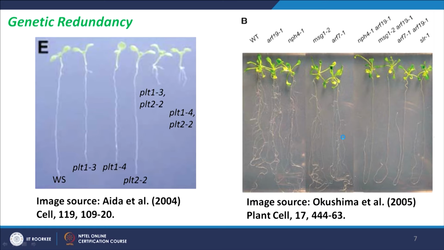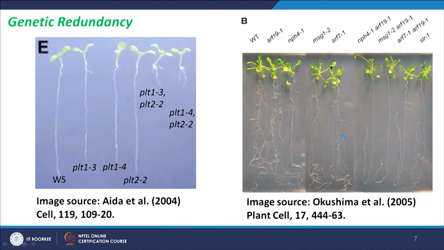Another important thing is genetic redundancy. Genetic redundancy happens when there is a family of genes with more than one member, and some of them are doing the same function. This means that if you have a mutant of one gene, you might not see a significant effect. But if you mutate more than one gene, you start seeing the effect. This is called genetic redundancy.